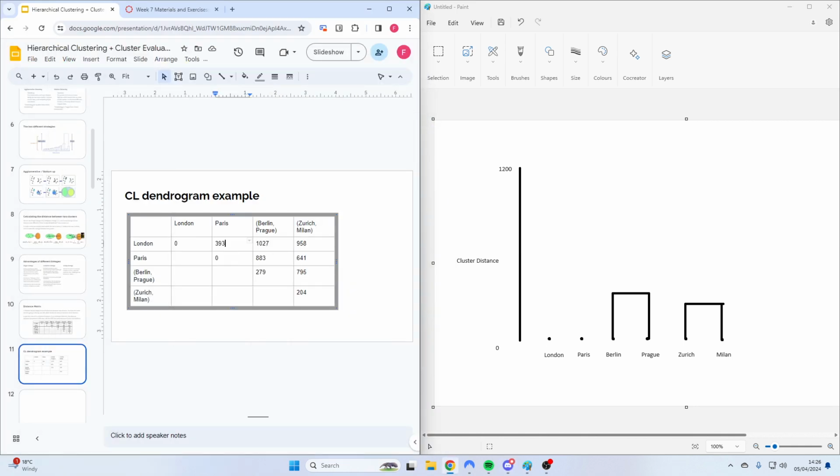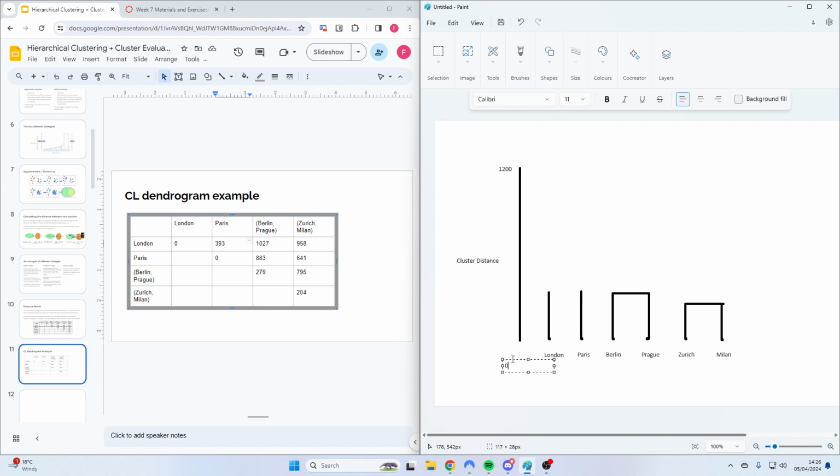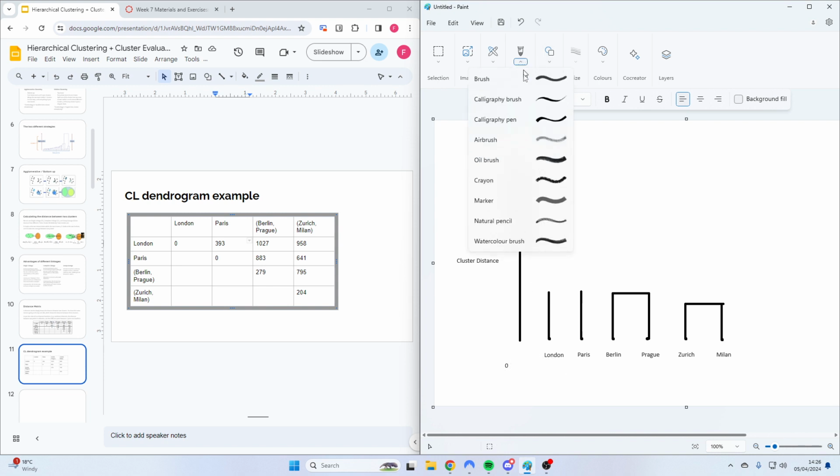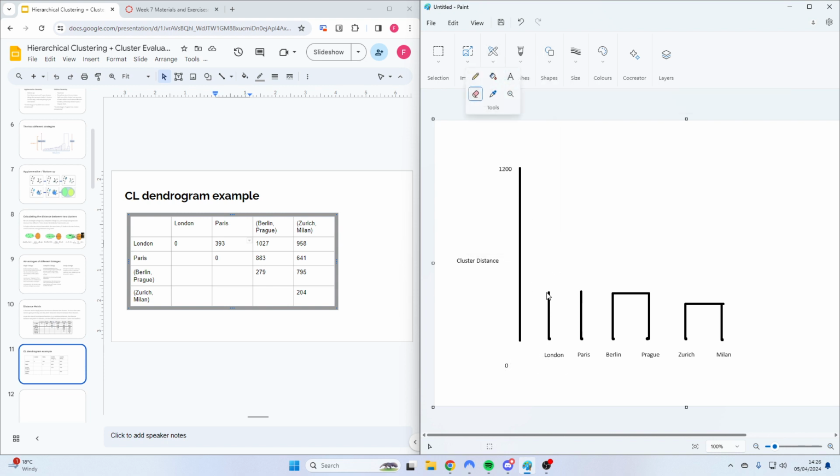Paris and London, it's 393. So out of all of these, yep, it's the smallest. So let's do Paris and London. I keep doing this. I keep forgetting to do the actual size of this. Let me delete this. Okay, Paris and London is 393.